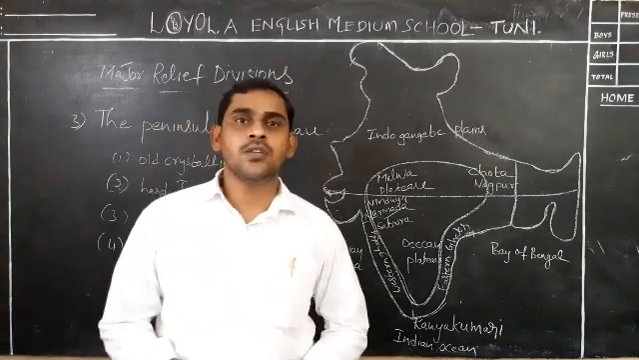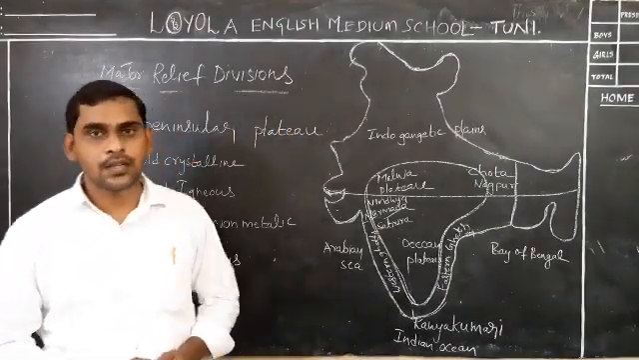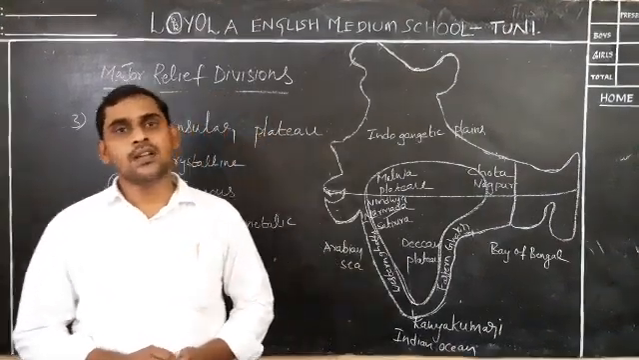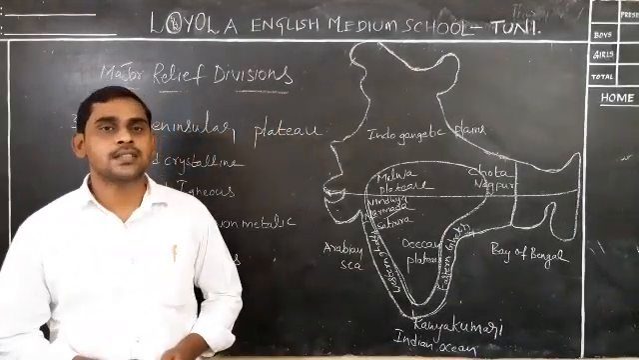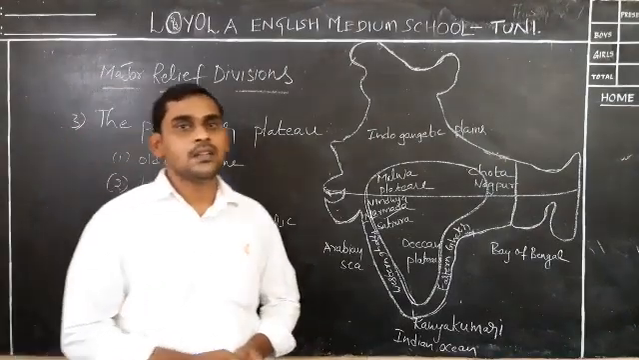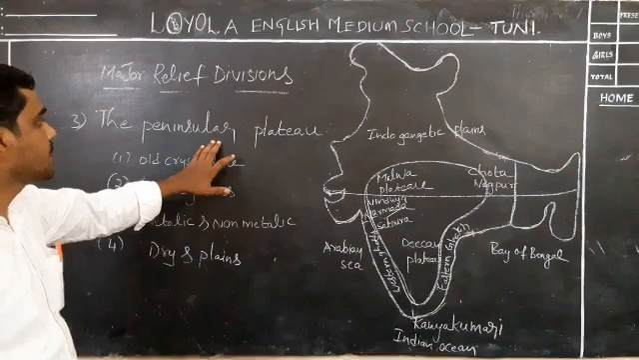Students, yesterday we already discussed two physical forms of India. What are they? The first one is the Himalayas and the second one is the Indo-Gangetic Plains. Today we will discuss the third one. What is the third one? The third one is the Peninsula Plateau.